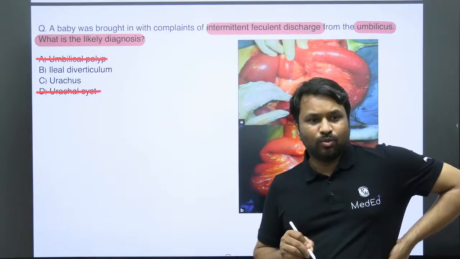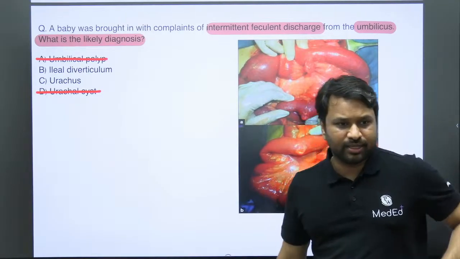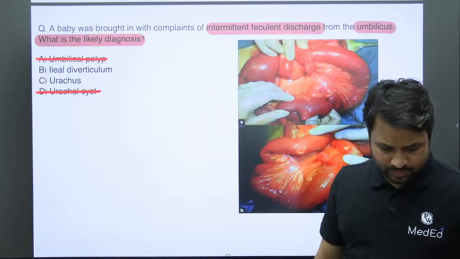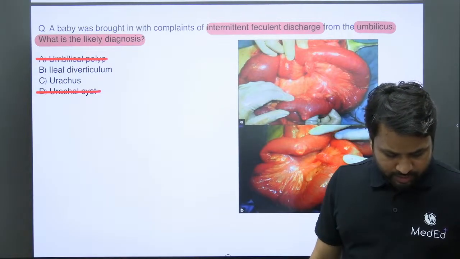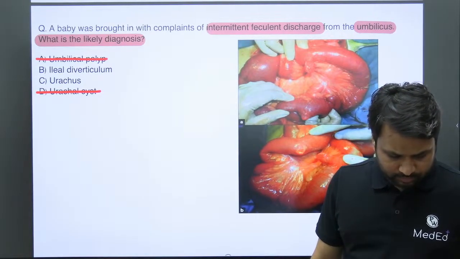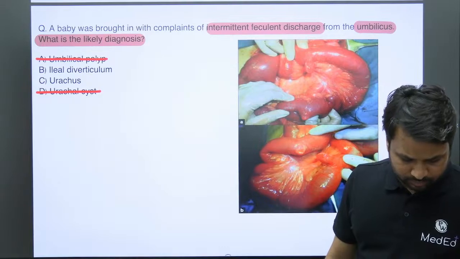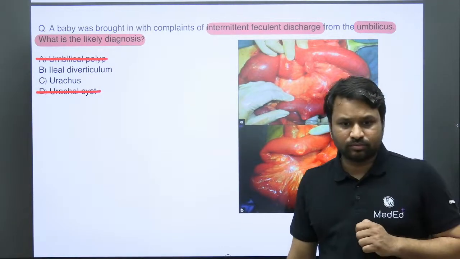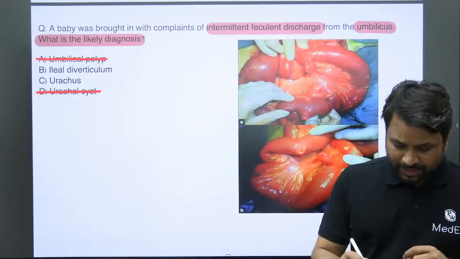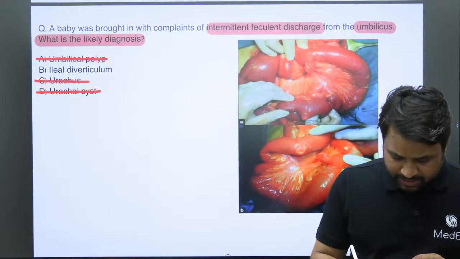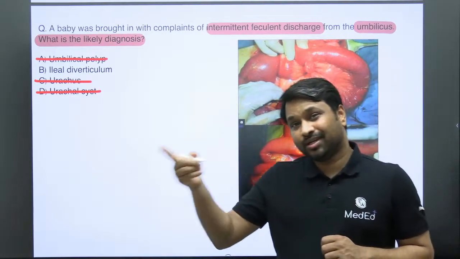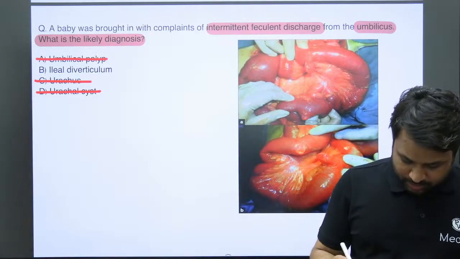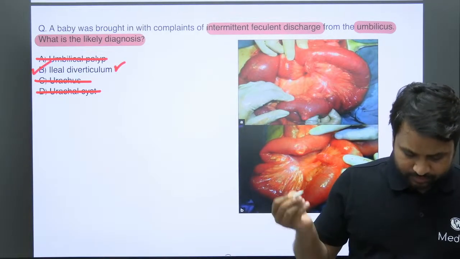What is your answer in this question? See, patent urachus will be associated with the bladder. Now here you can see it is an ileal diverticulum.